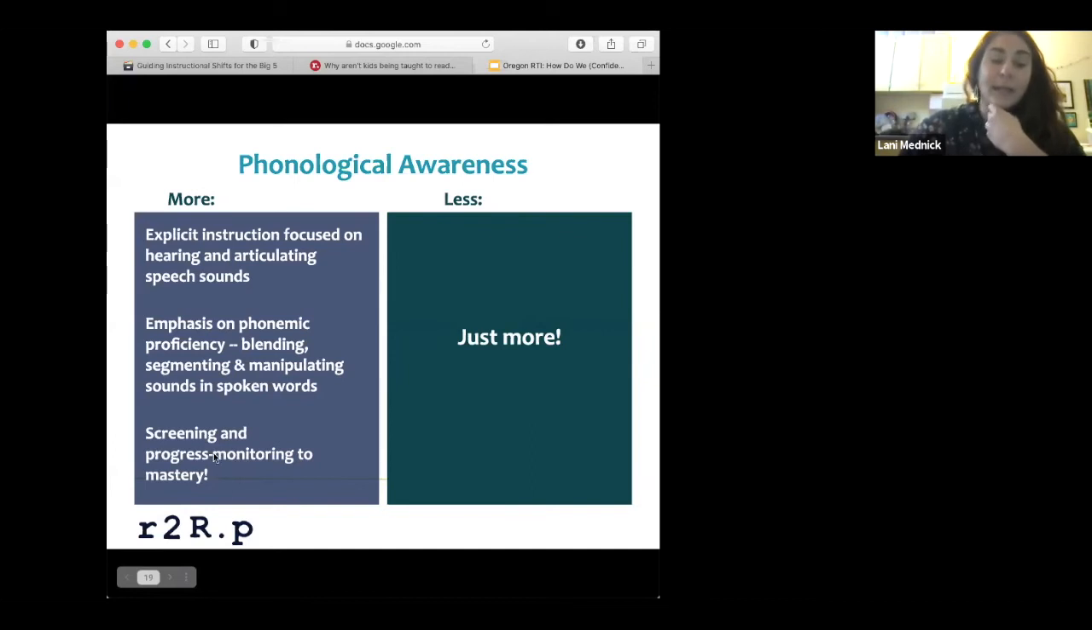And we want to make sure our teachers, and we ourselves, if we're in the classroom, are screening and progress monitoring to mastery, because simply exposing our students to phonological practices is not enough. We must monitor towards mastery and towards proficiency. So we have this more column, and in less, just more. We need to see more of it. We need the students to be practicing.